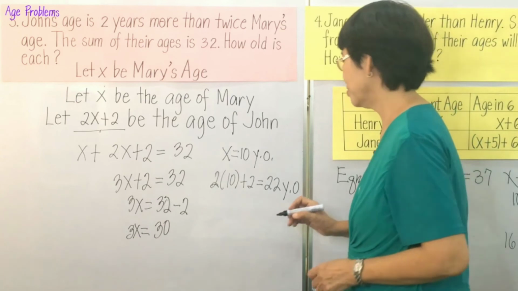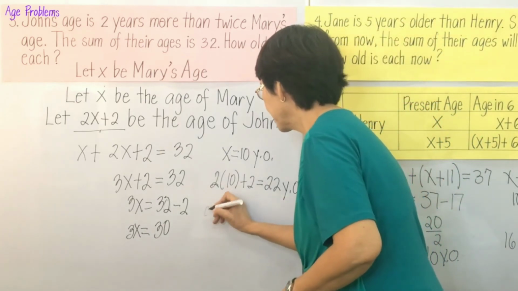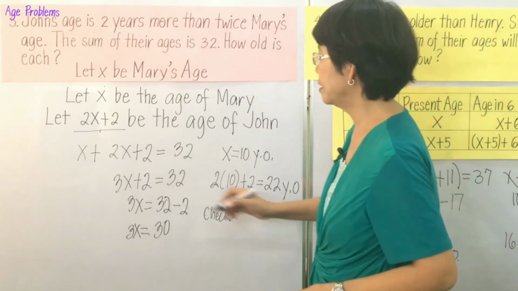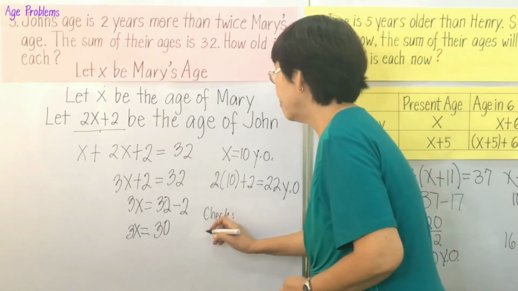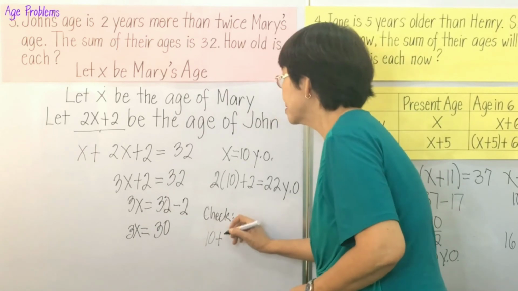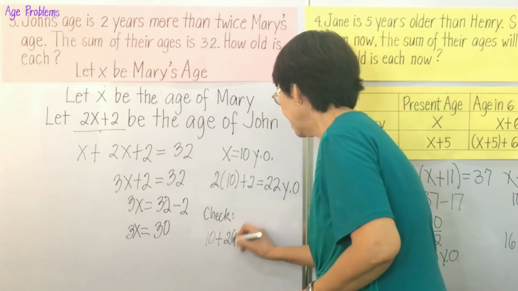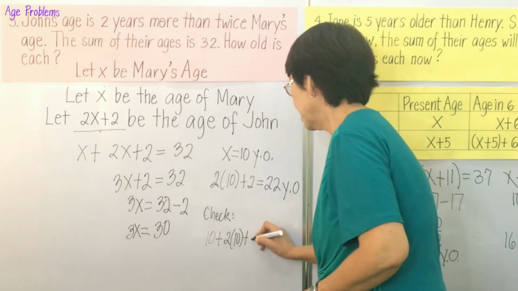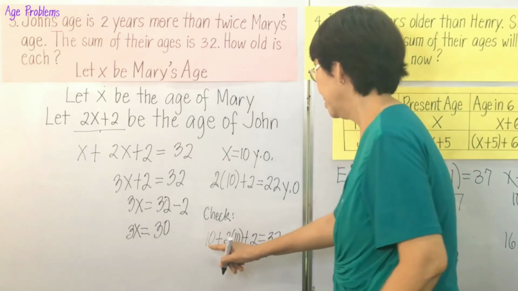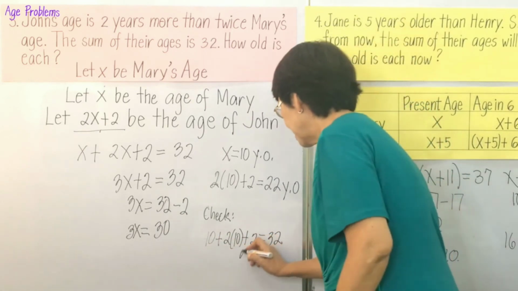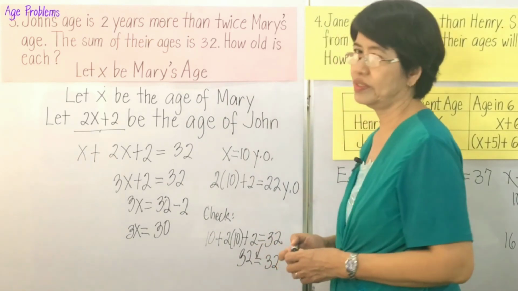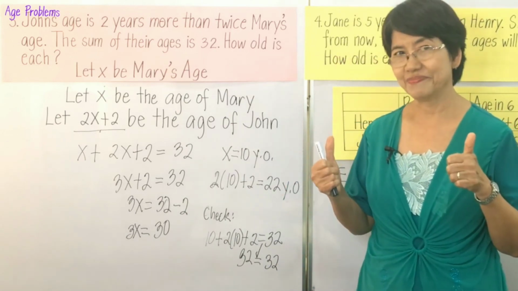Now, if we are going to check that, we start with the original equation. We have 10 years old, x, 10 plus 2 times 10 plus 2 equals 32. So we have 10 plus 20 plus 2 is 32, equals 32. And we got the correct answer.